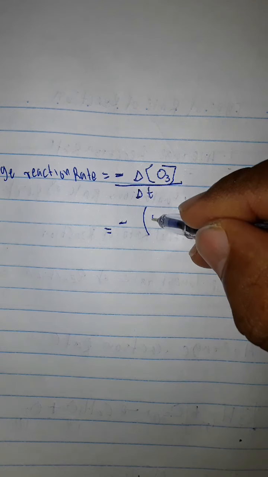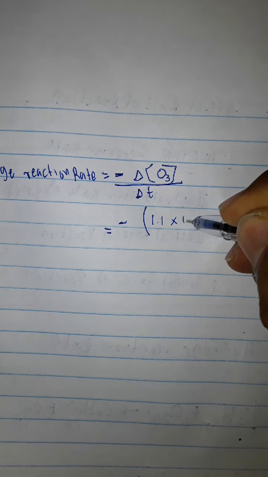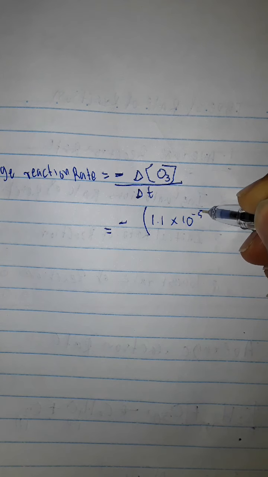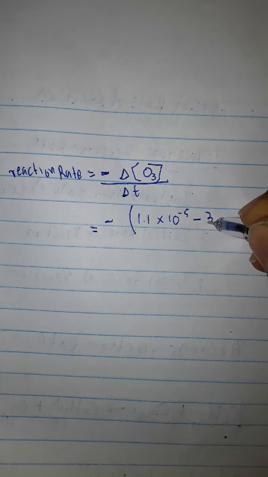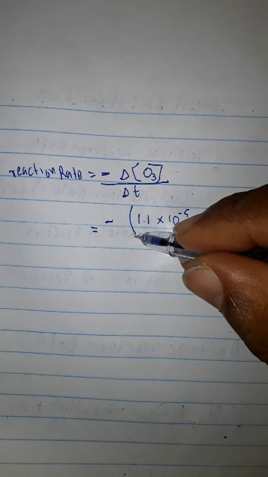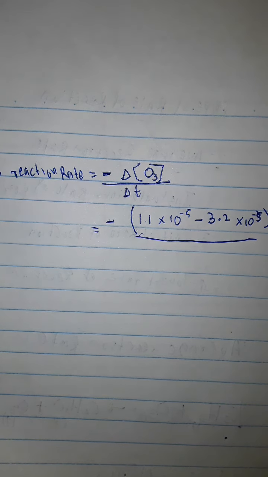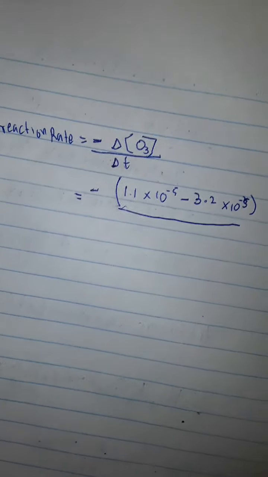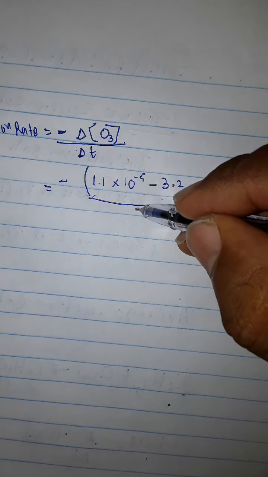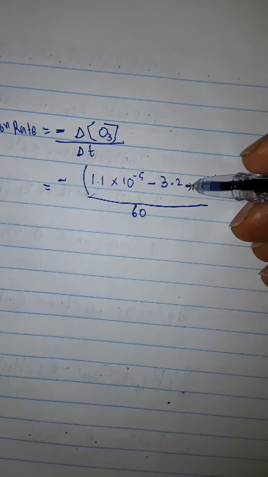That is 1.1 into 10 to the power minus 5 minus initial ozone concentration 3.2 into 10 to the power minus 5, right? Close the bracket. The time taken, how much is the time taken for this whole process? What is the time taken for this whole process? 60 seconds. So that should be divided by 60, right?